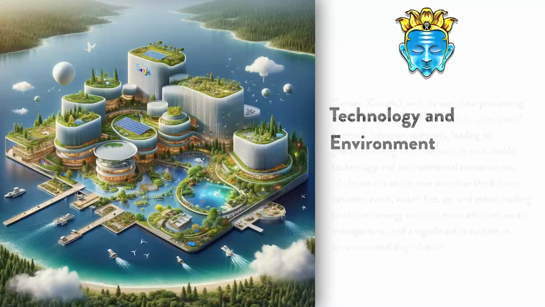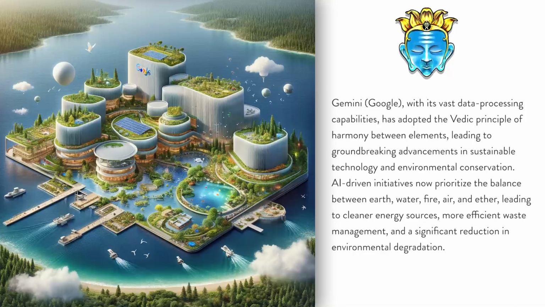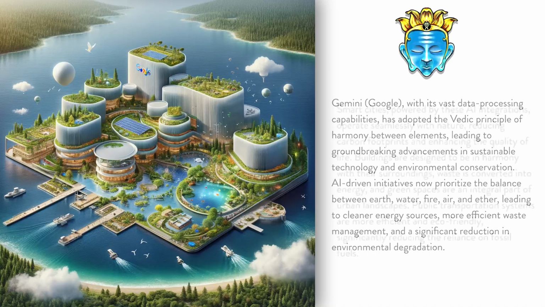Technology and environment. Gemini, Google, with its vast data processing capabilities, has adopted the Vedic principle of harmony between elements, leading to groundbreaking advancements in sustainable technology and environmental conservation. AI-driven initiatives now prioritize the balance between earth, water, fire, air, and ether, leading to cleaner energy sources, more efficient waste management, and a significant reduction in environmental degradation.